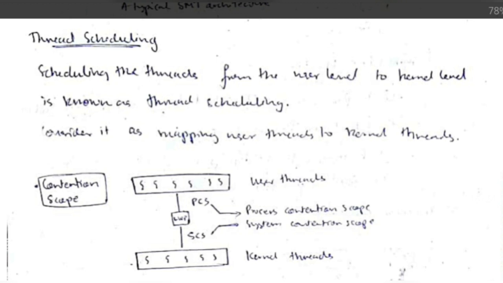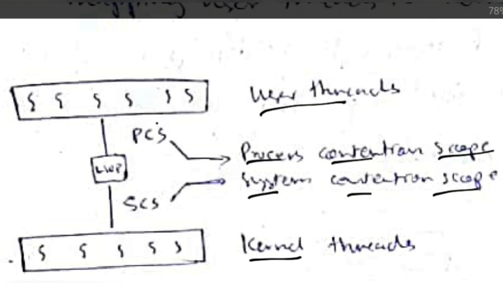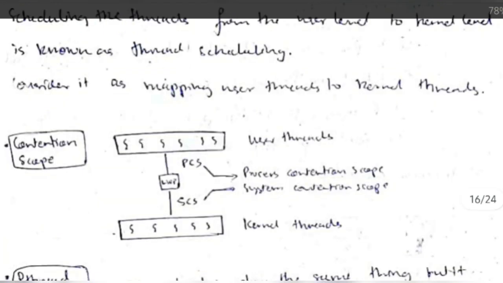Thread scheduling is nothing but the mapping of the user threads to the respective kernel threads. Okay, for that, two scopes are used. For the user threads, process contention scope is used, and for the system threads, the kernel threads, system contention scope is used. Okay, so by using these two, the appropriate user and kernel thread is selected, and the connection is made between them.